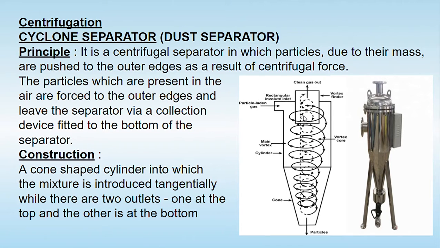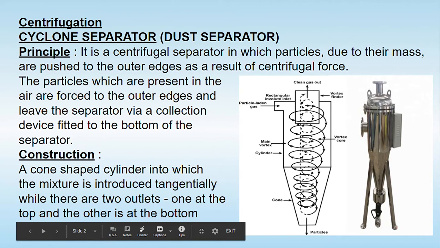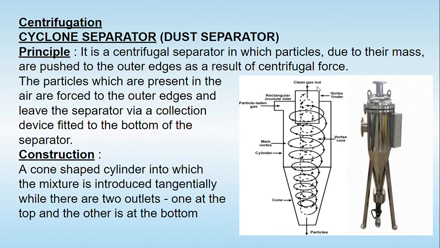Here the particles are going to be separated depending upon their mass. Due to the centrifugal force, the particles which have heavier mass go towards the periphery, but the particles which have lighter mass or no mass remain in the center. So as seen in the diagram, the mixture to be separated, for example, the clean gas is going out from the top, while the particles present in the mixture come out from the bottom of this equipment.